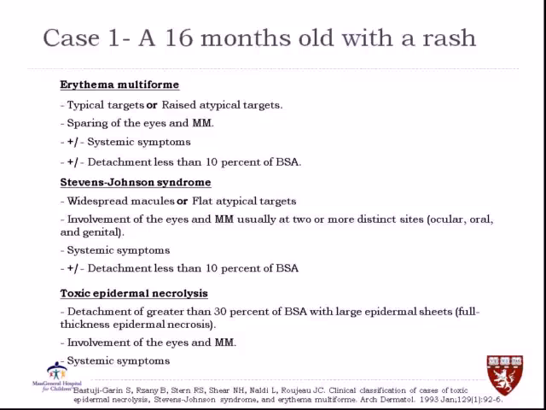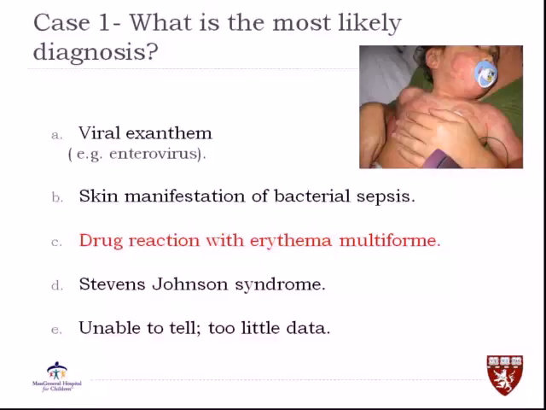So think about the pictures that I just showed you and compare those, or perhaps let's just finish up and think about the answer of case number one. Viral exanthems usually don't show with this kind of target or targetoid lesions. This kid is way too healthy for a bacterial sepsis situation, specifically if that process had been ongoing for many days.